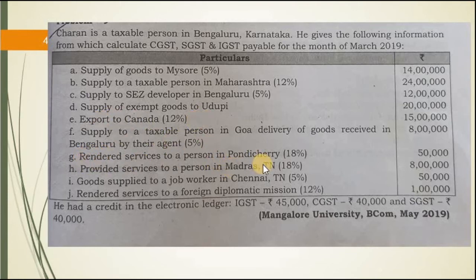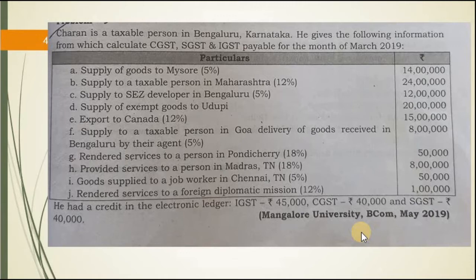then rendered service to a person in Pondicherry, then provided service to a person in Madras, then goods supplied to a job worker in Chennai, and rendered services to a foreign diplomatic mission at 12%, 1 lakh. He had a credit in the electronic ledger: IGST 45,000, CGST 40,000, and SGST 40,000.